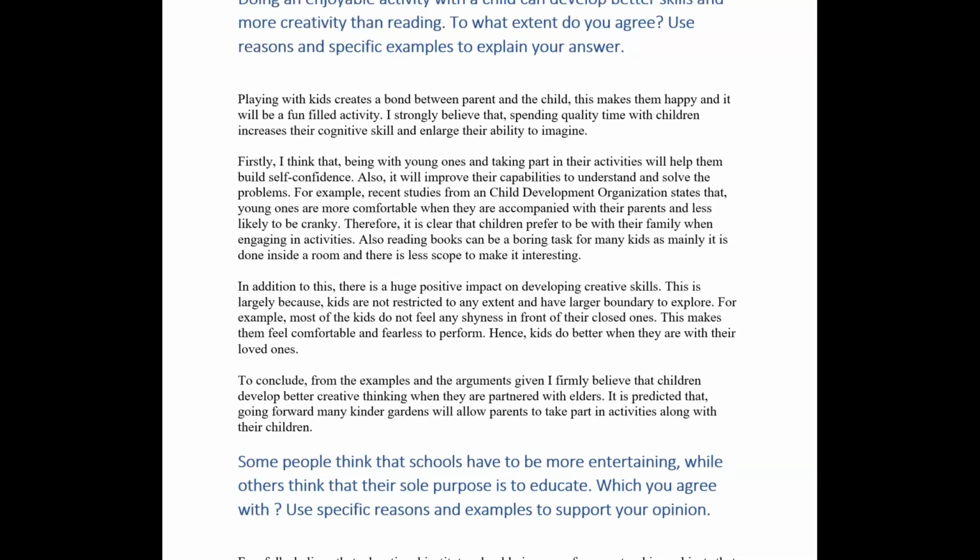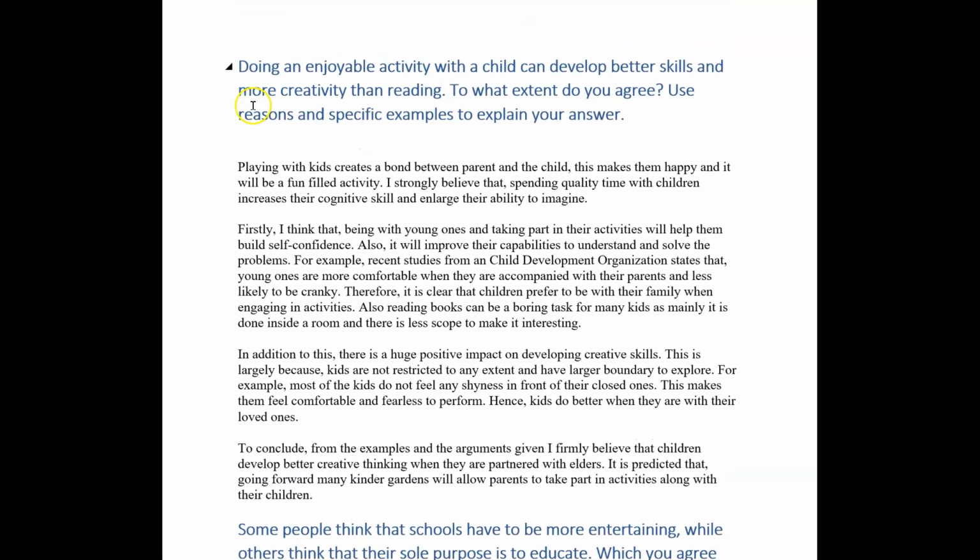So let's have a look at your first essays and see what we can do. The question is: doing an enjoyable activity with a child can develop better skills and more creativity than reading. To what extent do you agree? Use reasons and specific examples to explain. Okay, let's have a look.